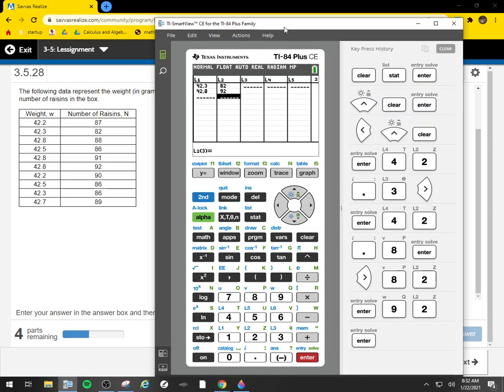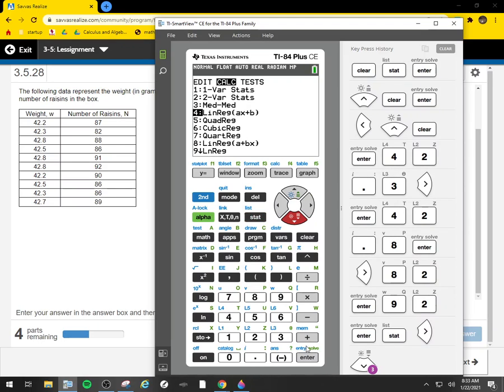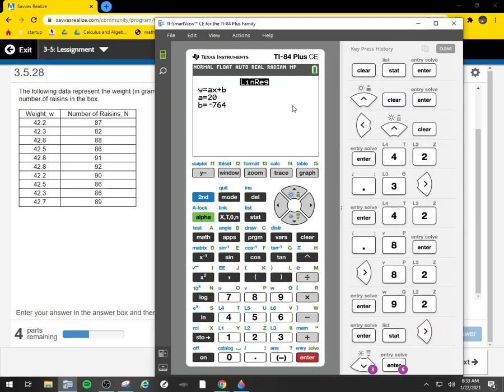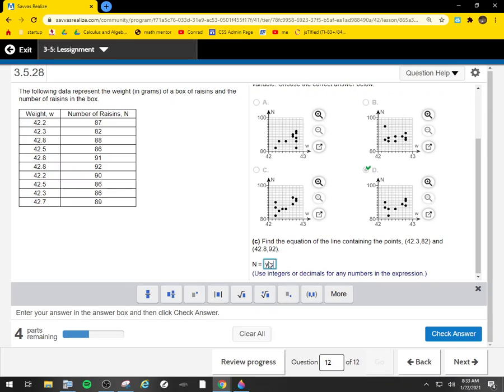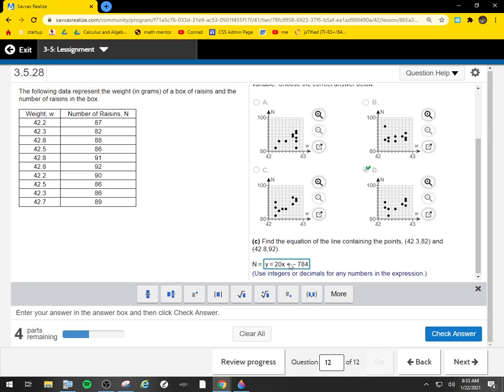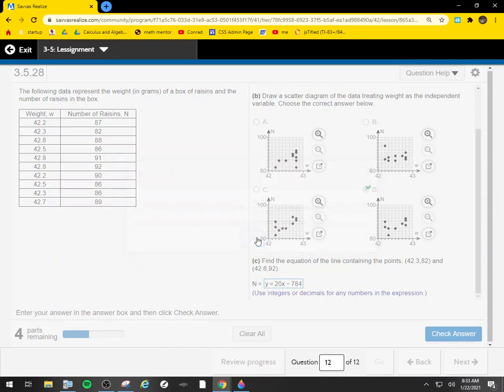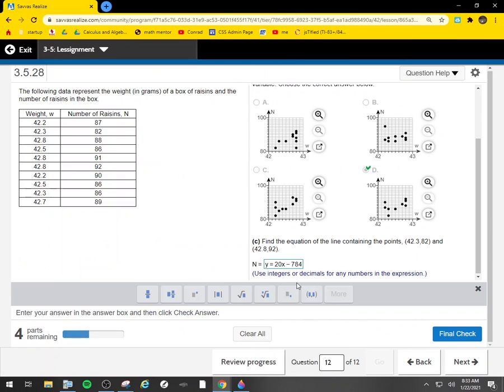And now I can just stat calc 4. Boom. A is 20, so y equals 20x plus negative 784. I'm curious to see if it'll take plus negative 784. All right, so I want to do minus 784 then. No, I'm right. 64. I'm not right. Excuse me, I'm right.